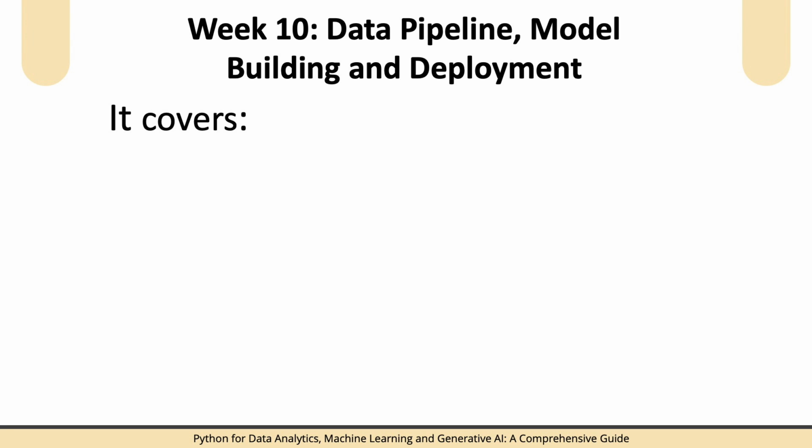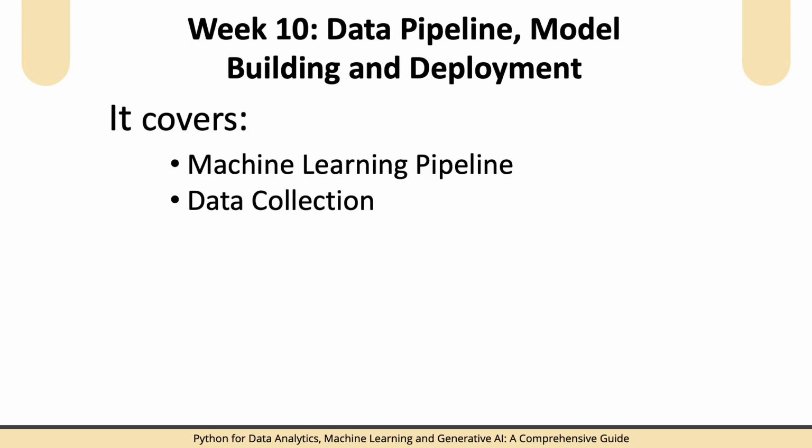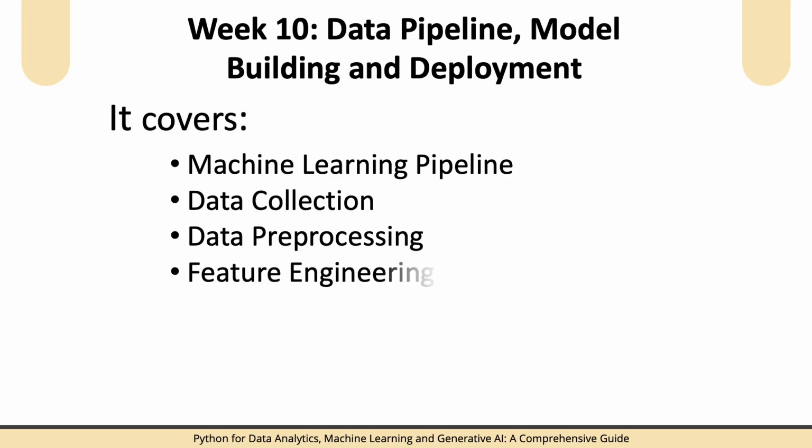This session covers several important components of a machine learning pipeline. First, we will understand the machine learning pipeline itself. Then, we will learn about data collection, where data is gathered from different sources. Next is data pre-processing, where messy data is cleansed and transformed. We will also explore feature engineering, which involves creating meaningful variables that help the model learn patterns.